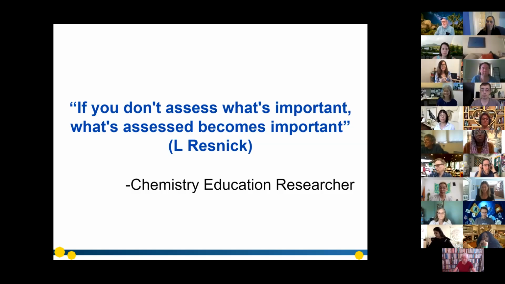Furthermore, there was no assessment involved with that skill either. And so I started to make sure that my assessments did specifically address this idea, so that my students, one, would recognize that it was important, because as the quote on the slide says, if you don't assess what's important, what's assessed becomes important in the students' minds.